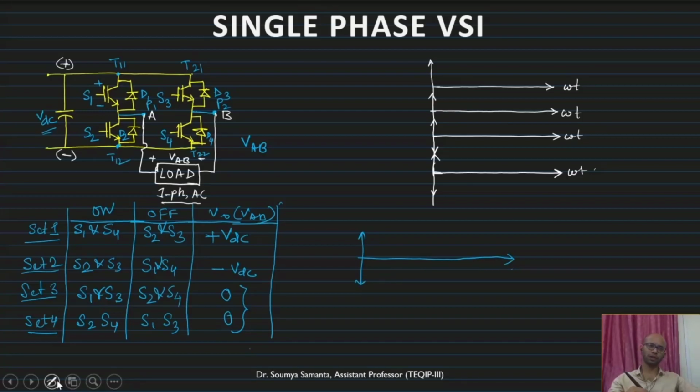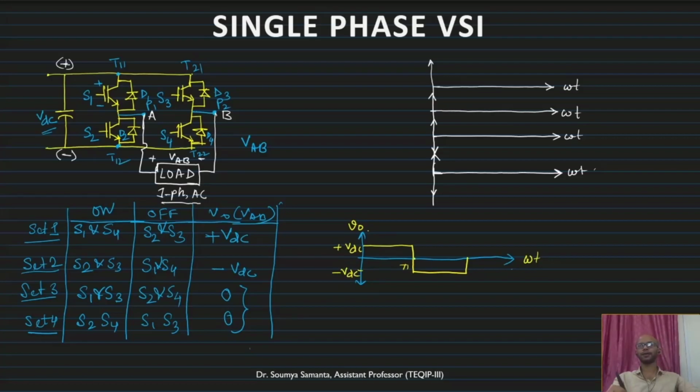Let me change the color, which may look good. So initially we have got positive VDC, then we will get 0, and immediately it will move to the negative VDC. So if I draw it in the omega t, and this is V output. This is plus VDC, this is minus VDC, this is pi, this is twice pi. This is positive half cycle, this is negative half cycle.